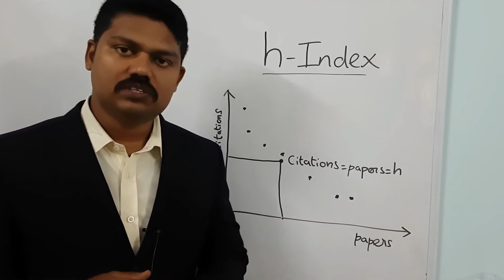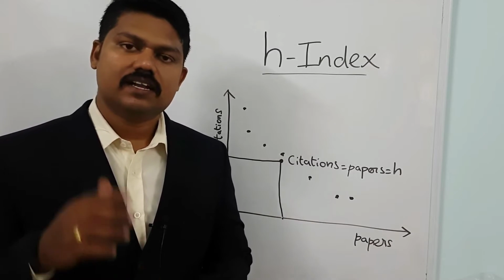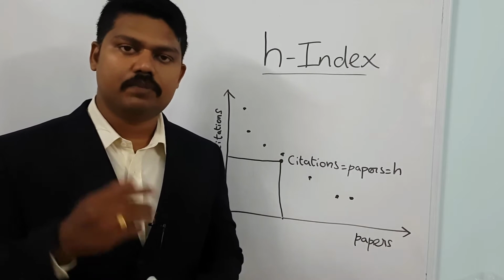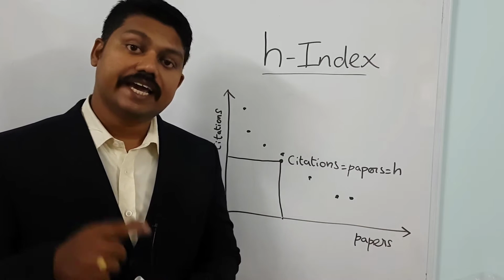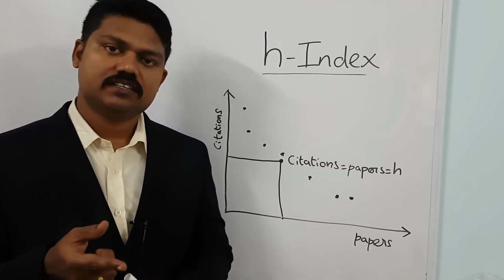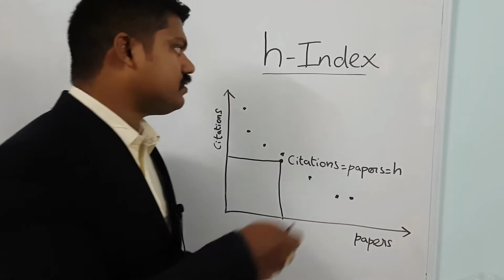So if one particular researcher has more citations for his papers, then his papers are considered of high quality. So let us see how this H-index is calculated. For instance, if you have 10 publications and out of 10 publications 8 papers have 8 citations each, then your H-index score is 8.